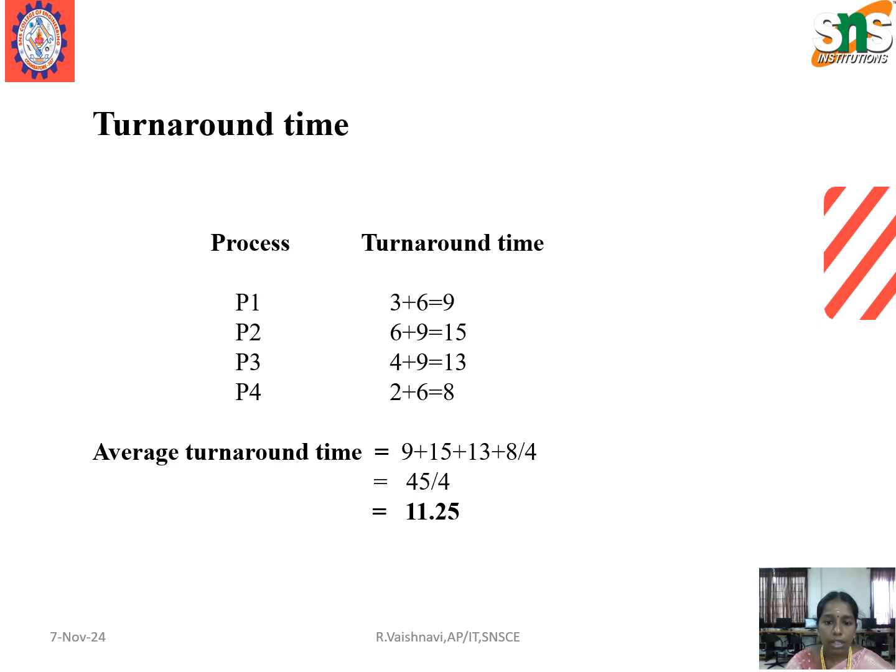After calculating the turnaround time of each process, we have to calculate the average turnaround time. For average turnaround time, we have to add these four values and divide by 4, that is 45 divided by 4, which is equal to 11.25 milliseconds.